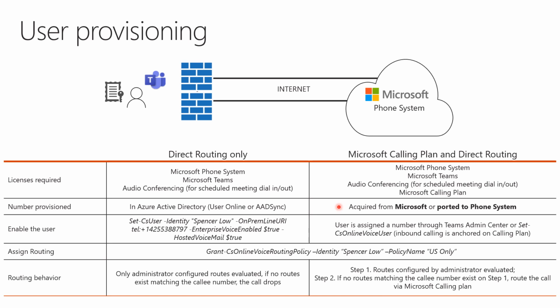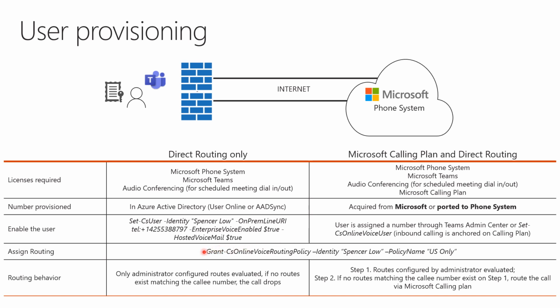Right? So this is a number that gets assigned through the Teams admin center or using the Set-CsOnlineVoiceUser commandlet, right? Not Set-CsUser, Set-CsOnlineVoiceUser or the Teams admin center. Basically, you are provisioning this user as a calling plan user. You're just also giving them the ability to use direct routing for routing decisions, but their calls inbound are anchored on the calling plan phone number.